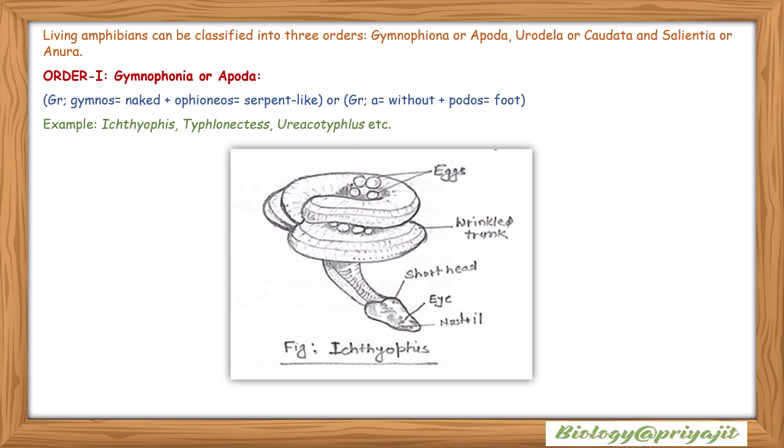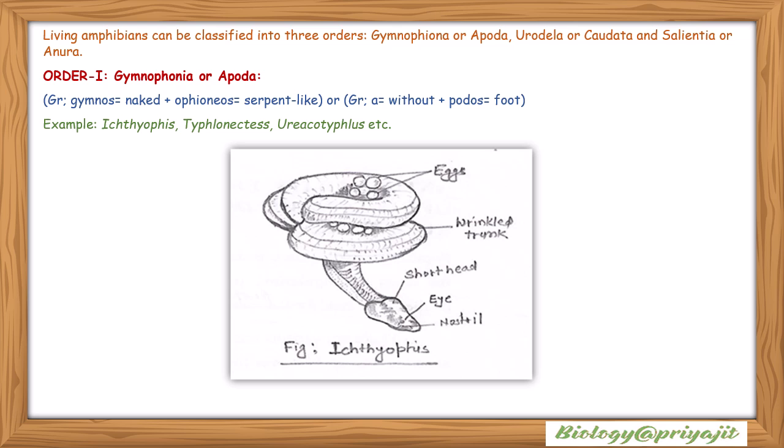Now we'll go for order 1, Gymnophiona or Apoda. Gymnos means naked and Ophionios means serpent-like, so they are naked-bodied animals. They have no scales, their body is serpent-like, and they are without feet. Apoda means without feet. Gymnophiona or Apoda are basically limbless, elongated, worm-like amphibians with a segmented appearance and smooth, moist skin, sometimes containing dermal scales. They have small, lidless eyes, often blind, and unique tentacles for chemical sensing. They are adapted for burrowing.